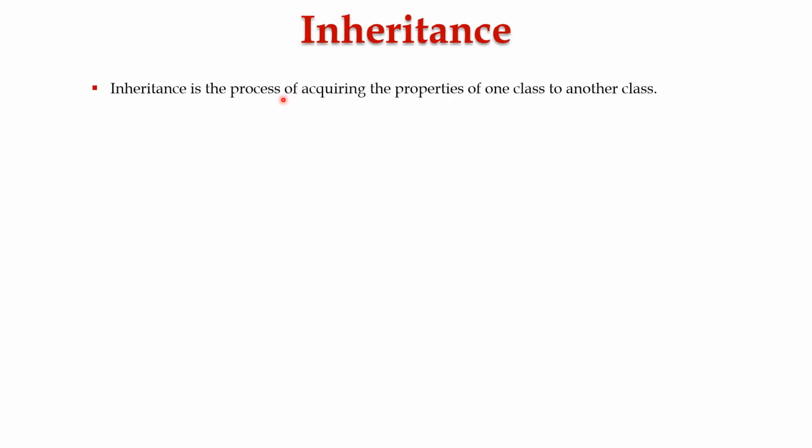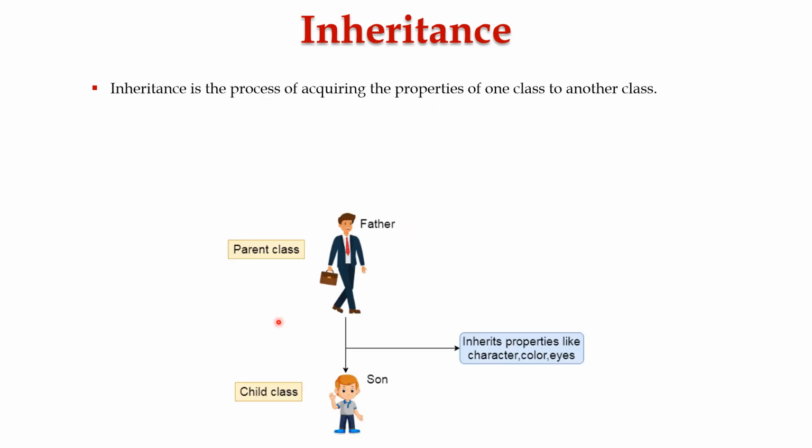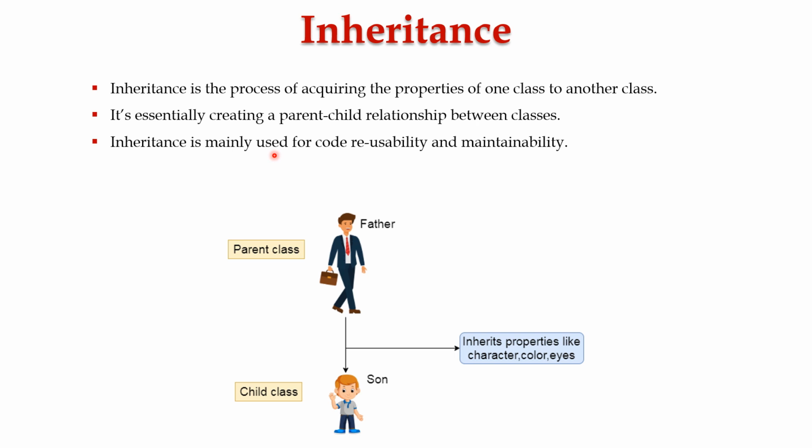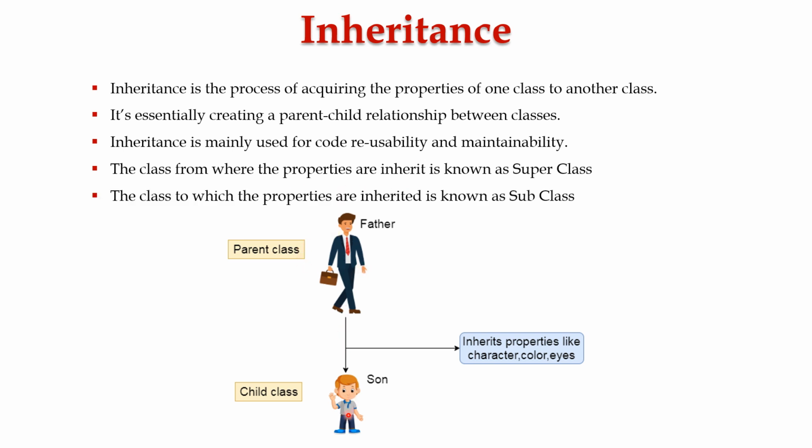Next, inheritance. It is the process of acquiring the properties of one class into another class. The picture depicts inheritance. Father represents the parent class and son represents the child class. Here, the son inherits properties like character, color, eyes, and so on from his father. So it is essentially creating a parent-child relationship between the classes. Inheritance is mainly focused on code reusability and maintainability. The class from where properties are inherited is known as the superclass, and the class to which properties are inherited is also known as the subclass.